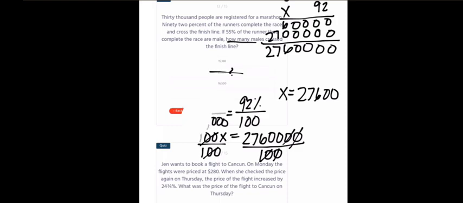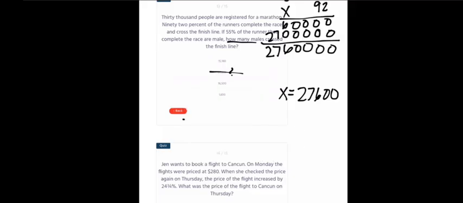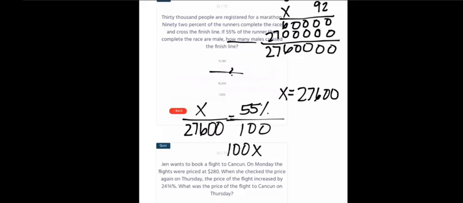So now I have to find 55% of this new number. So I'm going to erase to make some space, and I have a new equation. My new whole is 27,600. And I want to find 55% of that, because that's the percentage of males. So now x times 100, 100x. 27,600 times 55. Well, let's do the math real quick.